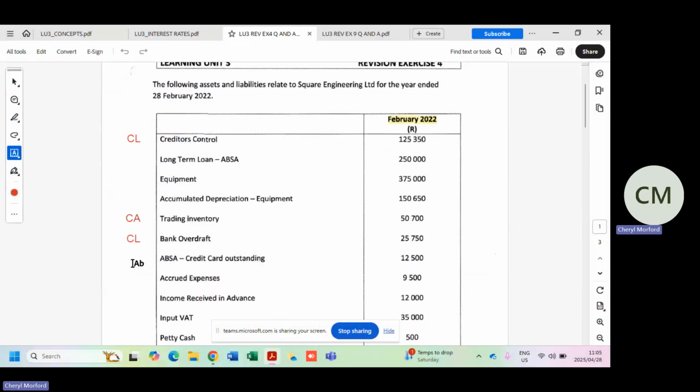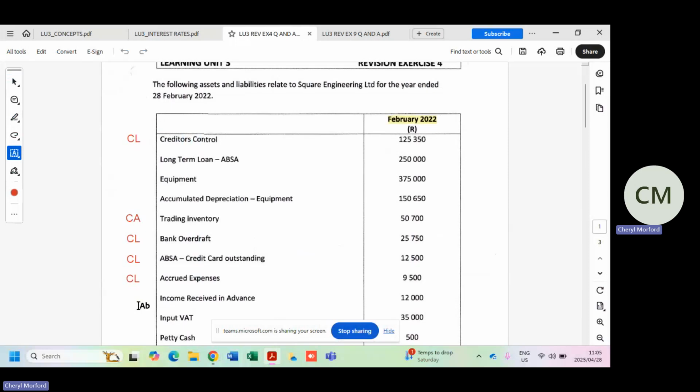Then credit cards are always considered, irrespective of the amount, to be current liabilities, because the bank can call in your credit card amounts immediately. Right. Then I said there are other current assets and current liabilities besides the main ones. So accrued expenses are expenses that we should have paid in the current year, but they've become overdue, so they are outstanding. So they represent a current liability.